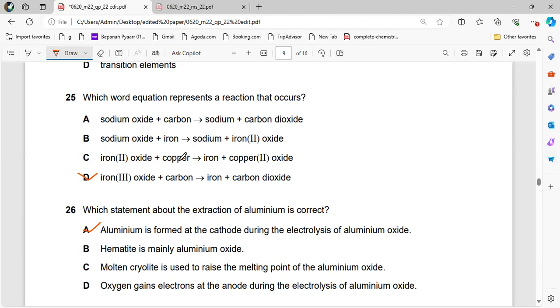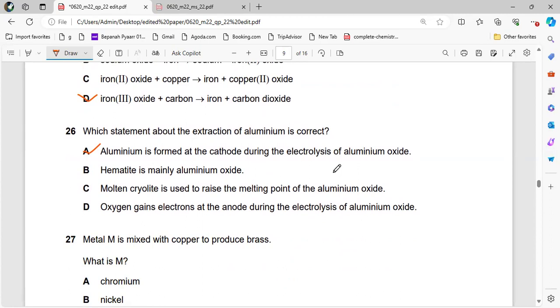Iron oxide plus copper. Again, copper is less reactive than iron, and that is why it will not be able to displace iron. So this reaction will not occur. Option D, iron oxide plus carbon. So yes, carbon can displace iron as it comes above iron in the reactivity series. Okay, so it is more reactive and it will definitely displace iron. So this reaction will occur. So option D is correct.